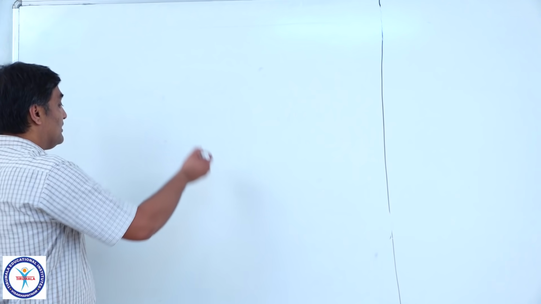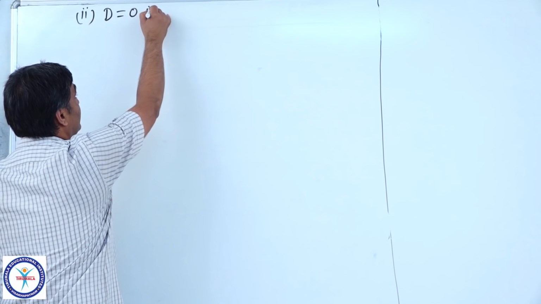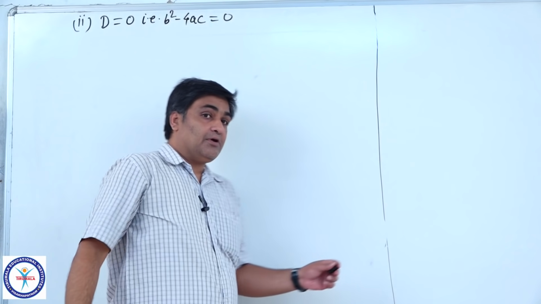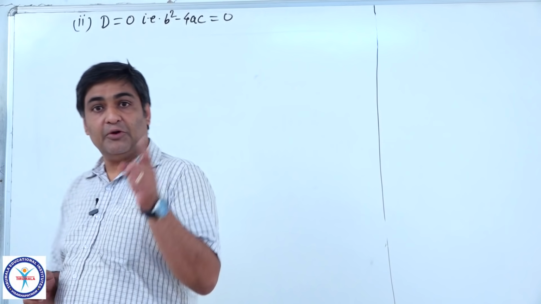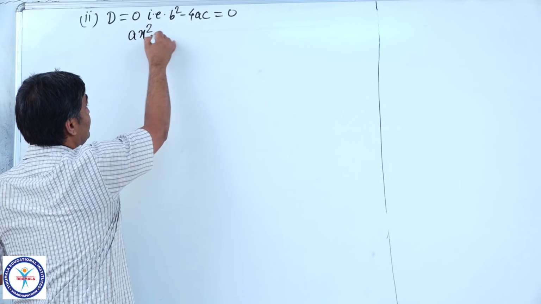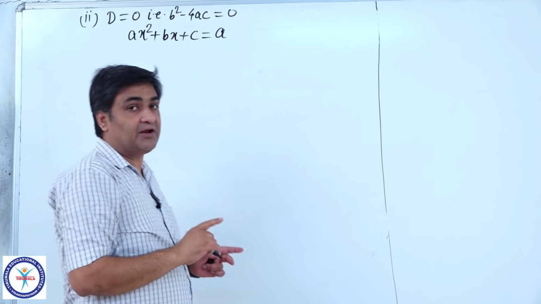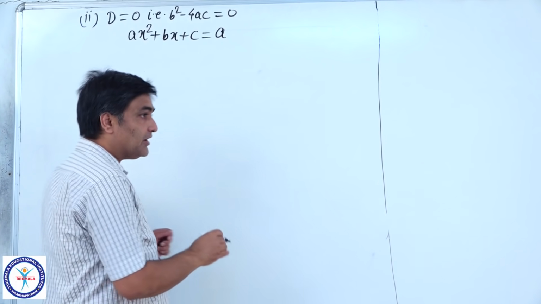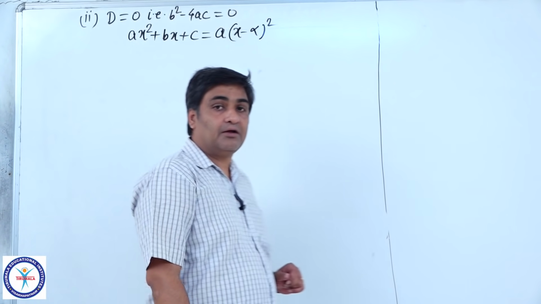Now, next case is D equal to 0, that is B square minus 4AC equal to 0. If discriminant is equal to 0, then there will be one root which is repeated, means 2 times. So, we can write ax square plus bx plus c is equal to a into x minus alpha into x minus beta, and here alpha is equal to beta, then we can write it as x minus alpha square.